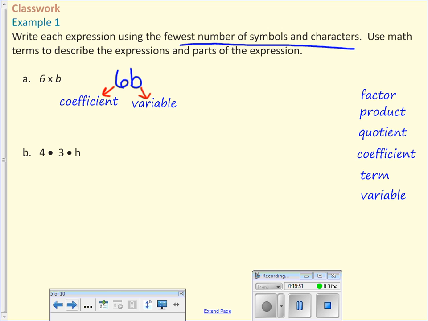When we multiply two numbers together, what are those two numbers being multiplied called? Factors. So those are also both factors. That whole thing, the whole 6b, is called a term. And since 6b is our answer, that's also our product. And you're writing all of this in your notes.